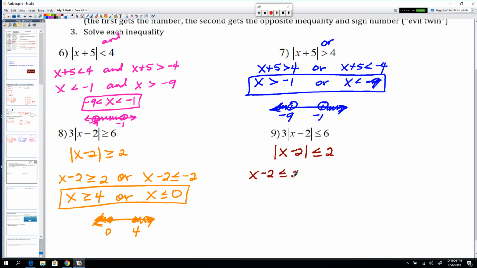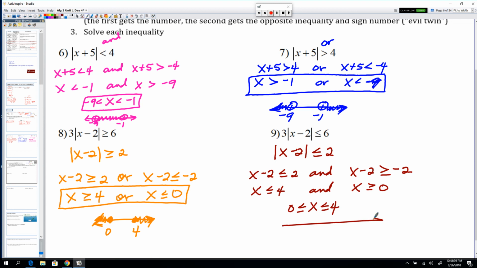It's less than or equal to 2, which is what we started with. And x minus 2 is greater than or equal to negative 2, the evil twin. We flip this and we make this negative. Continue to solve. Add 2 to both sides. We have an and in between. Proper notation for this is that nice little sandwiched expression. I'm greater than or equal to 0 and less than or equal to 4.